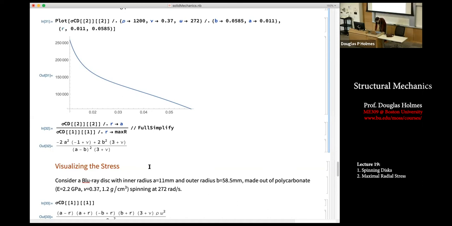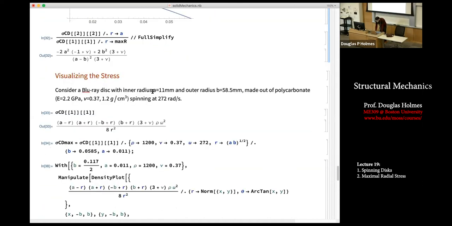I took a Blu-ray disc. The dimensions of a Blu-ray disc has an inner radius of 11 millimeters, an outer radius of 58.5 millimeters. It's made out of polycarbonate. We can pull up the material properties, Poisson ratio and mass density of polycarbonate and play with what spin speeds we're going to look at here. We can visualize what that stress is going to be.